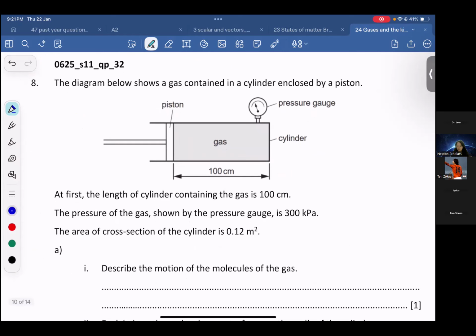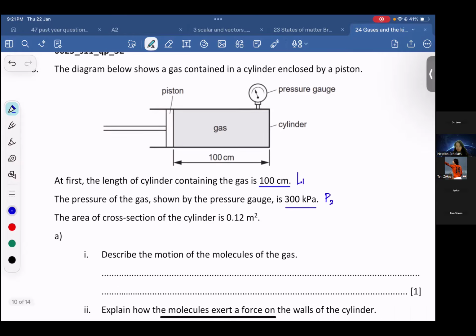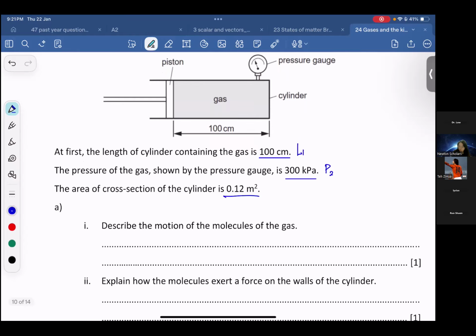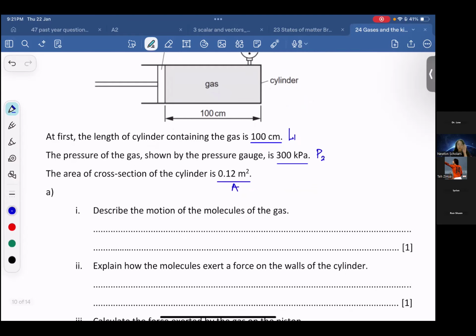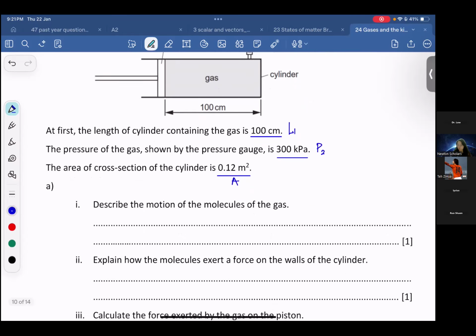Okay, page number 10, question number 8. The diagram shows a gas contained in a cylinder enclosed by a piston. At first, the length is 100 cm. The pressure of the gas shown by the pressure gauge is 300 kilopascal. So when length is 100, pressure is 300 kilopascal. The area is 0.12. Easy. When we do more partial questions, we understand what the key points are and what we have to know about this topic.